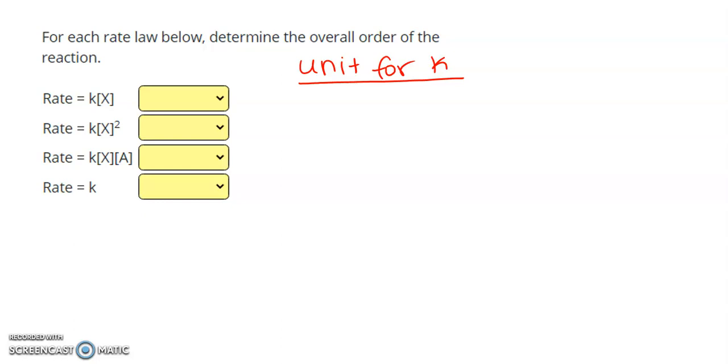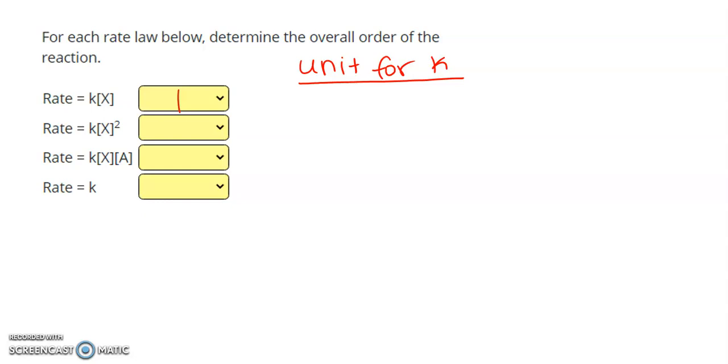So if you look at this first example here, for this reaction, the rate is equal to K, that's a constant, times the concentration of X. That's one of the things in the reaction. So the rate depends on that constant times the concentration of just one thing. This is a first order reaction because the rate depends on just the concentration of that one thing.